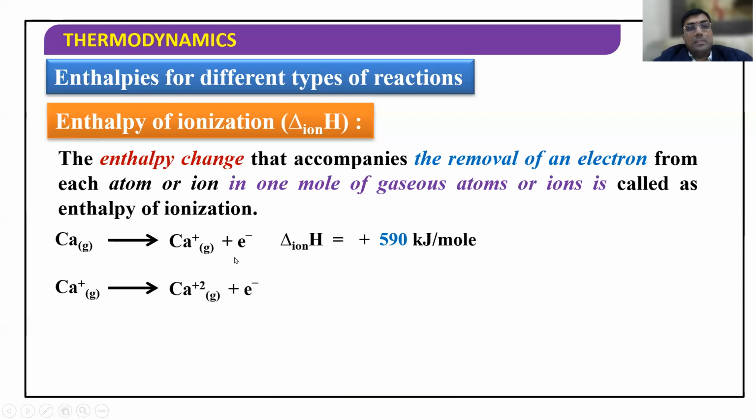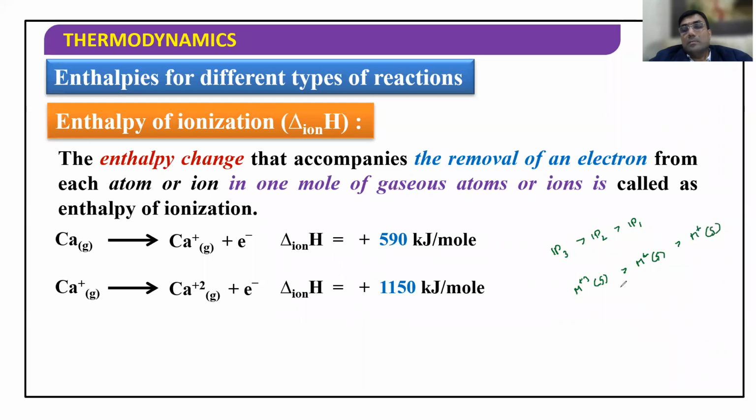If you supply more energy, the second electron can also be removed. This is called second ionization enthalpy. This will naturally be more because you have to remove an electron from the unipositive ion. It is very difficult to remove. That is the reason why IP3 is always greater than IP2, and IP2 is greater than IP1, because it is very difficult to remove an electron from this unipositive ion.